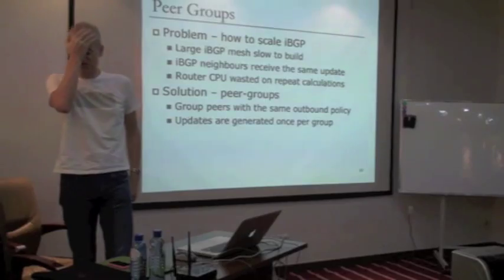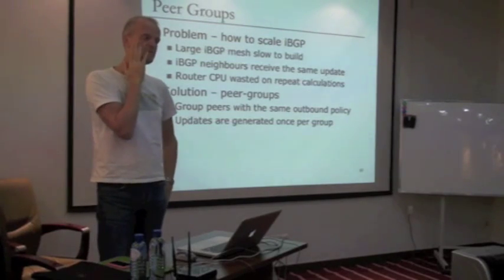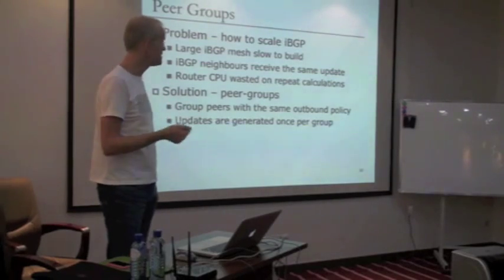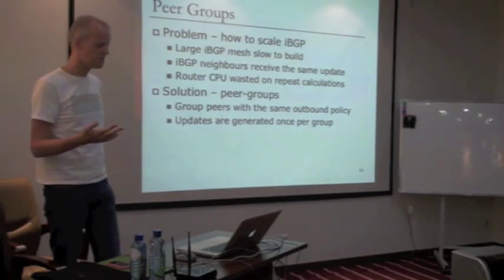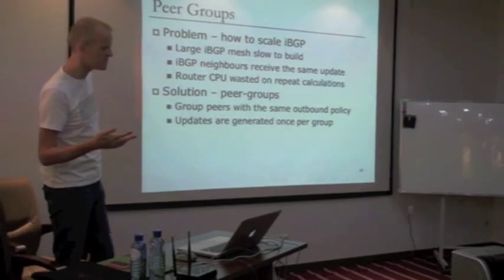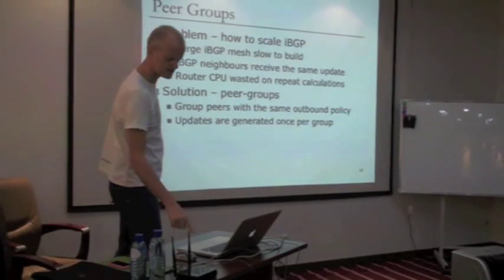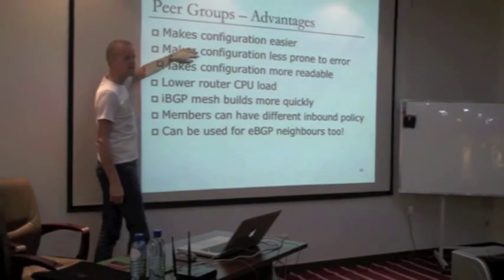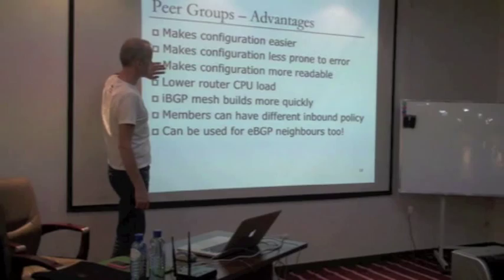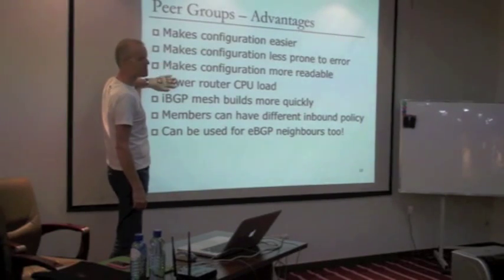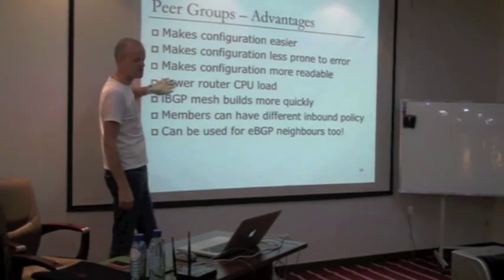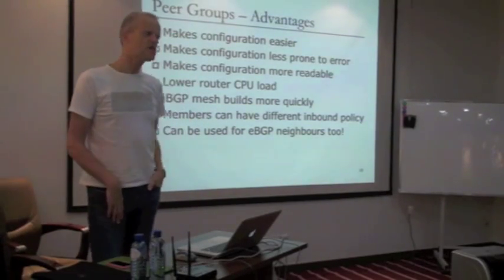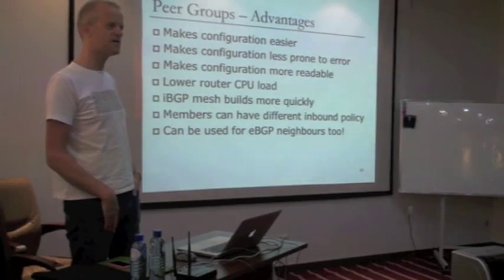Before, router CPU was wasted on repeated calculations, and it meant that a large IBGP mesh was very slow to build. So this was the original design for a peer group, to speed up IBGP convergence, to speed up IBGP deployment, and make configuration much easier to read. And so there are lots of advantages. Easier configuration, less chance of a mistake, makes it more readable, lowers the router CPU load. I mean, we implemented peer groups for the first time, well, probably back in about 1995. We saw the router CPU go down 20%.